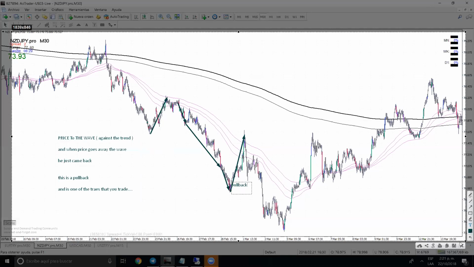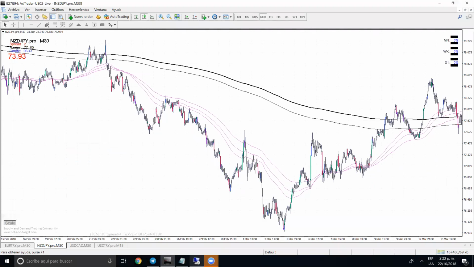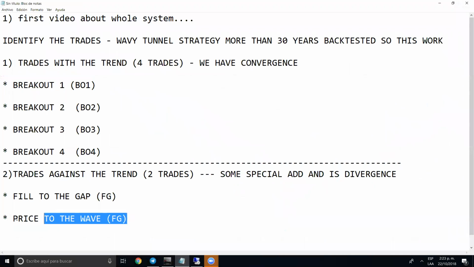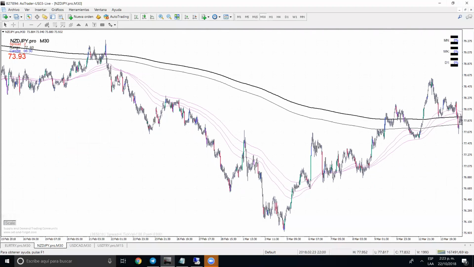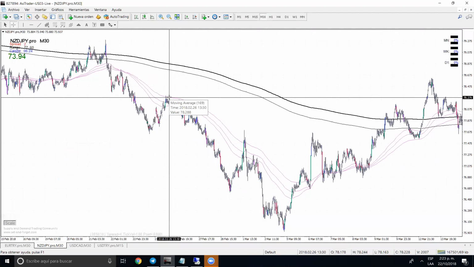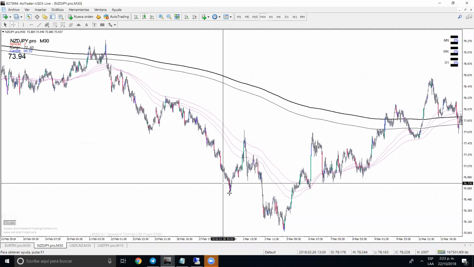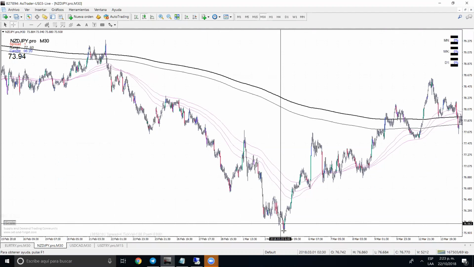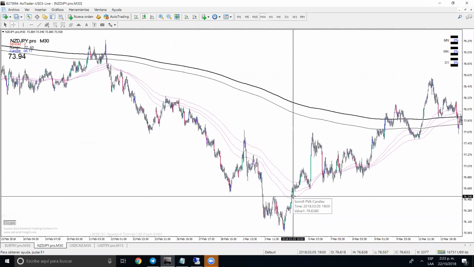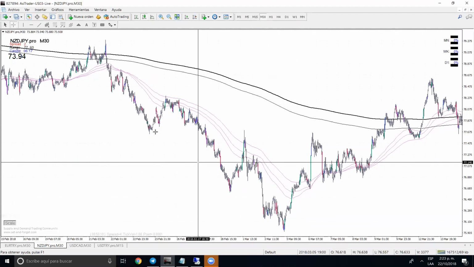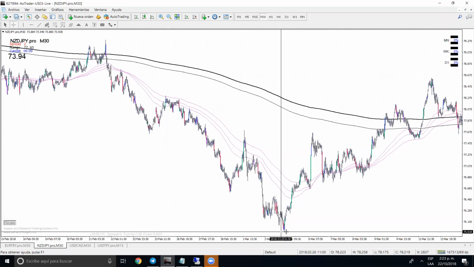And now we have, this is a price to the wave trade. And we have fill the gap. Okay, what is fill the gap? Okay, we're in a downtrend. The price goes away and came back to the wave. The price goes away and came back to the wave. Okay, after this, the price tried to change direction. So let's see, this is a pullback, and this time the price changed the direction.